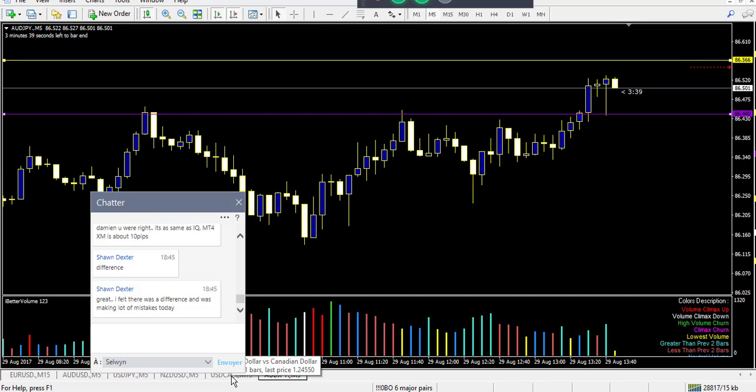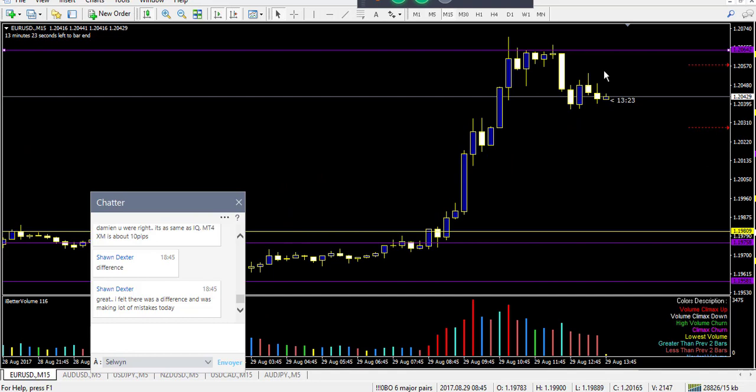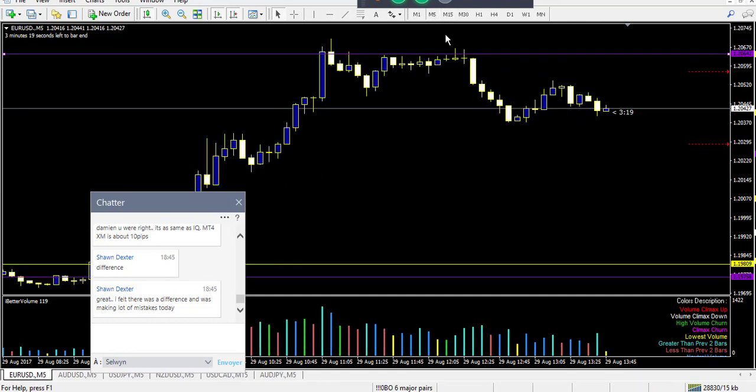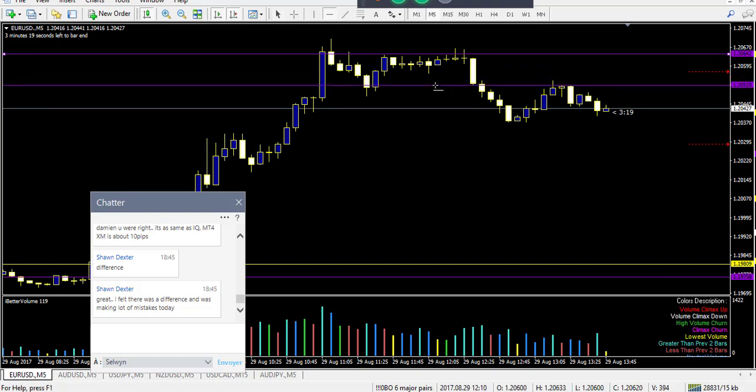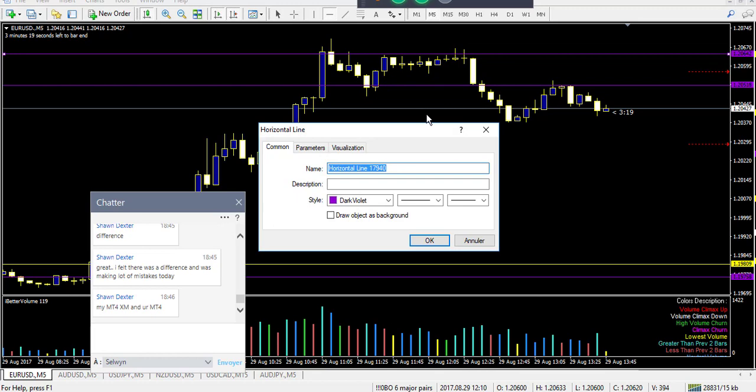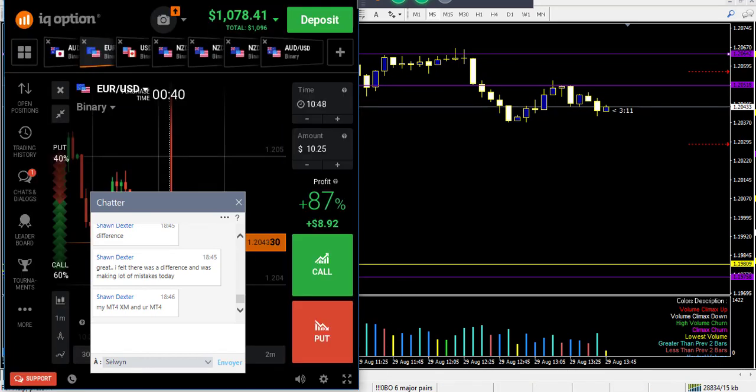A difference between your MT4 and my MT4? Or a difference between my MT4 and IQ Option? Because honestly, there is no difference. We can just check it if you feel like. For example, I will place 5 minutes so you can see it exactly. My line right here on the 5 minute chart is at 1205.18. And if I place the same line on IQ, yeah, 5 minute.